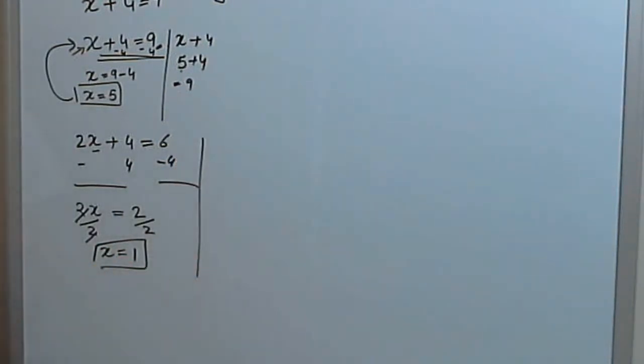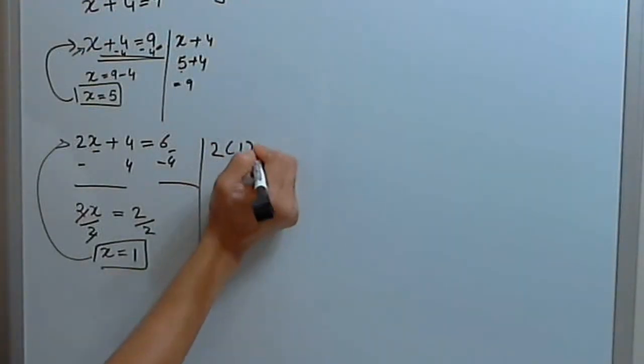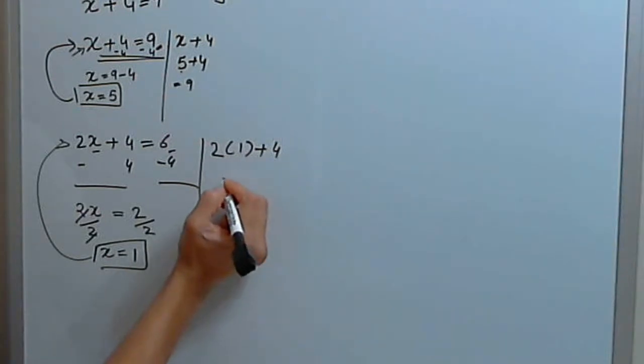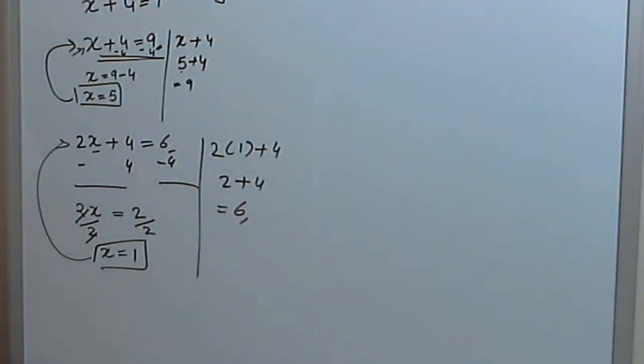Alright, let's verify. Again, I'm going to put the value of x which I found into my original equation and see if I get 6 or not. So 2 into x is 1, plus 4. 2 ones are 2, plus 4 equals 6. So that means when x equals 1, this is the correct solution of the equation. So this is how we find the solution of an equation.